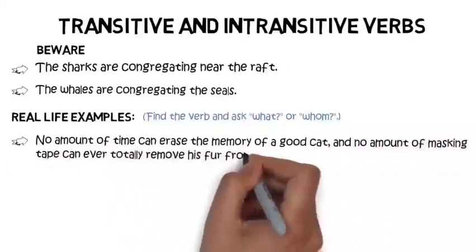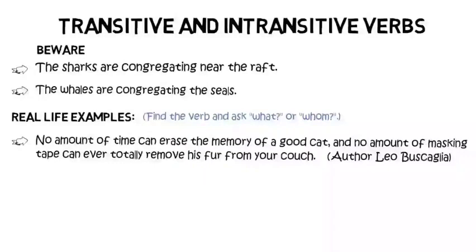Now you have to find the verb and ask what or whom. If you ask what or whom, in that case you will get the objects. No amount of time can erase the memory of a good cat. And no amount of masking tape can ever totally remove his fur from your couch. If you ask what and whom, you will get the answer: erase and remove. What to erase, or what or whom to remove? If you get an object, that means it is a transitive verb.